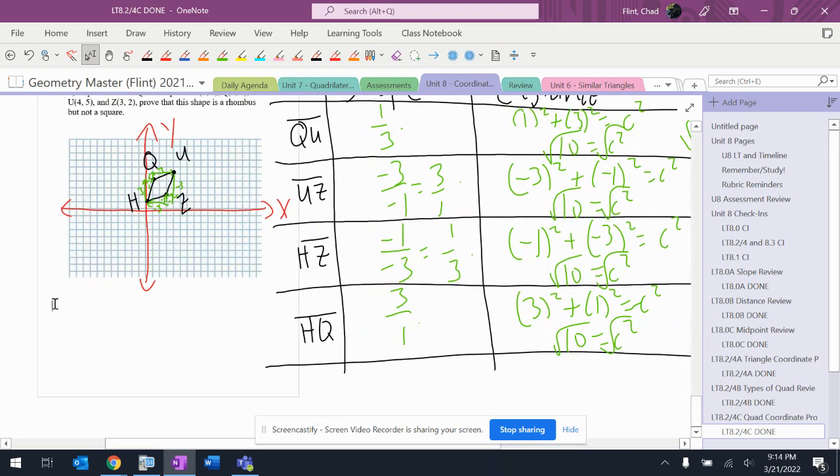So I'm going to come over here and say, based on my calculations, HQUZ is a rhombus because it has 4 equal sides, but not a square because there are no perpendicular sides. And I could say there's no opposite sides or anything, but I don't have to. All right, that would be enough to get me full credit right there for this problem.